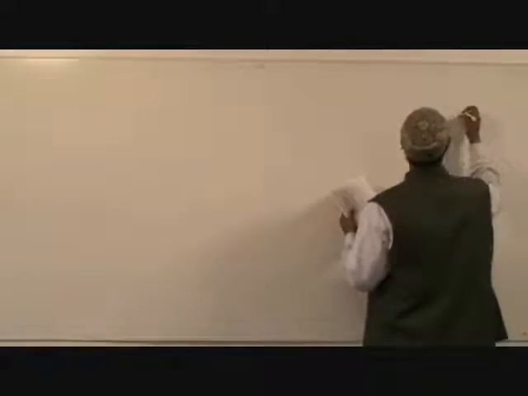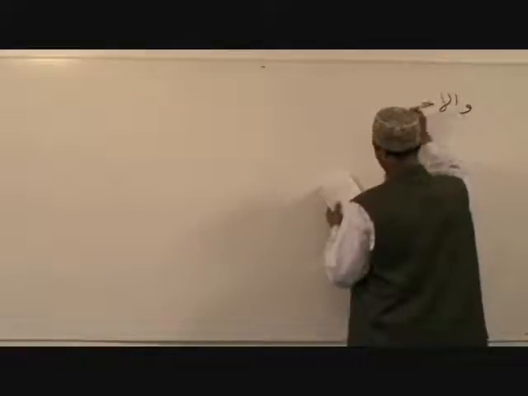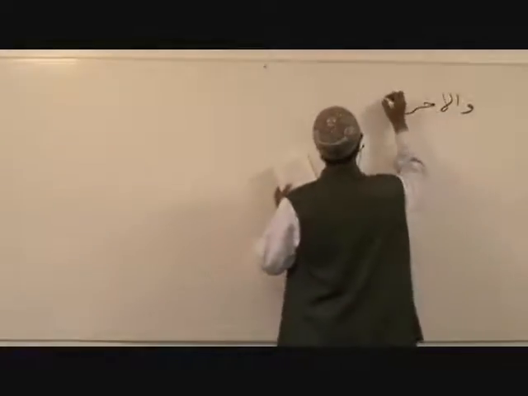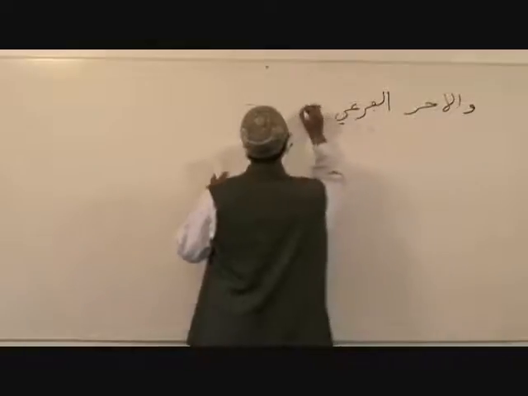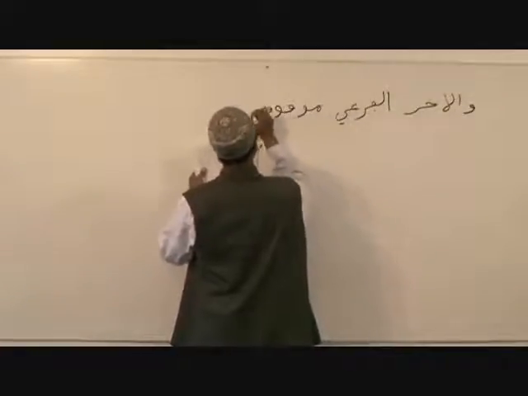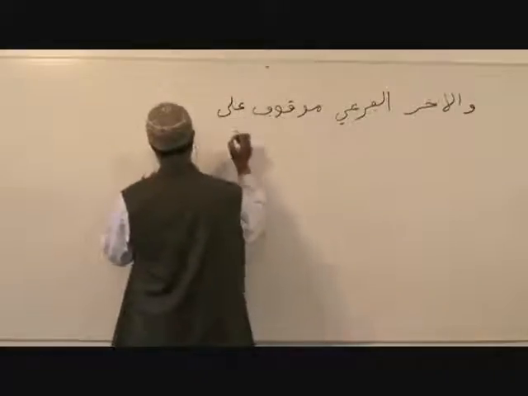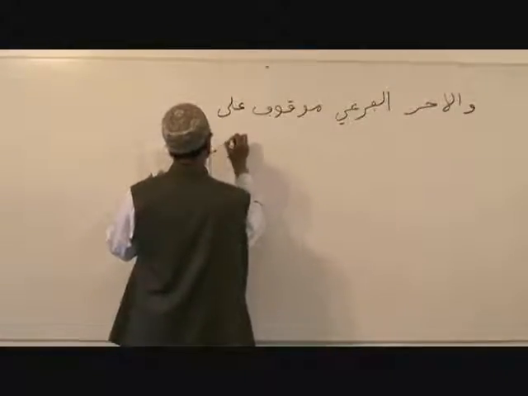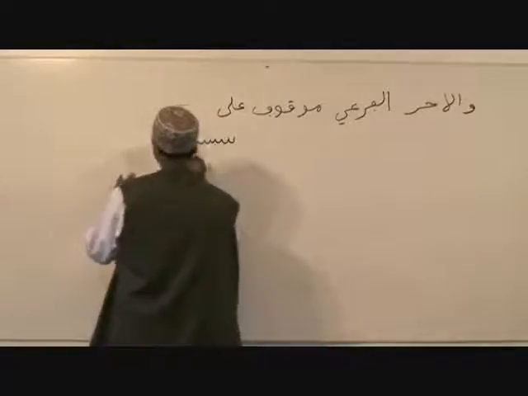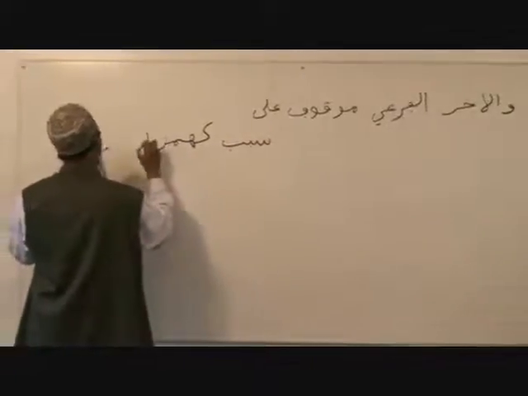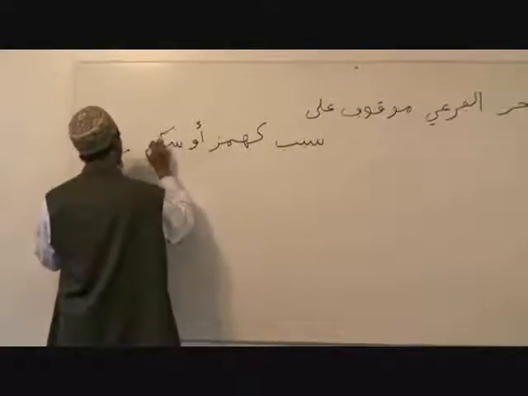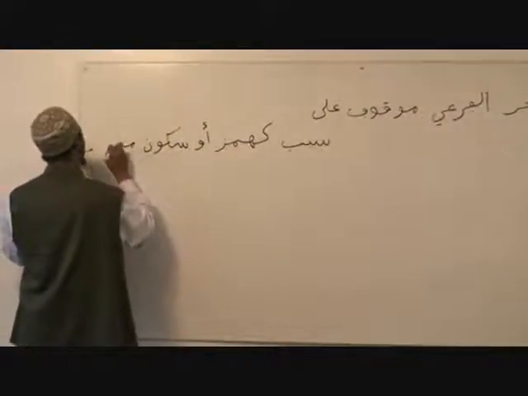Now, let's go to the next lines. The next lines say here, وَالْآخَرُ فرعي موقوف على سبب كهمز أو سكون مسجلة. Okay, let's go over here.